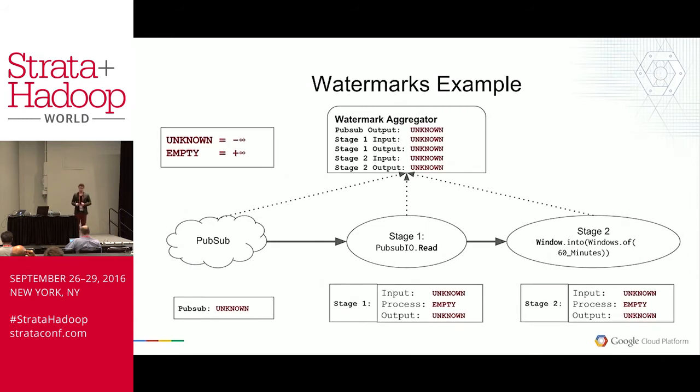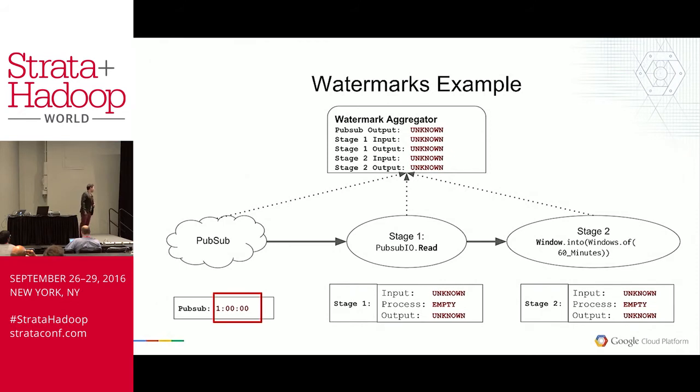We initialize the system with 2 special values. We call them unknown and empty. Unknown means we don't know anything about the watermark, so we can't advance it past negative infinity. Empty means we know that there is nothing being done here, so this value should not delay the watermark, which we set to positive infinity. And of course, we initialize the system to unknown. We don't know anything about PubSub yet. This propagates all the way down the pipeline, so all the input and output watermarks are also unknown. We notice, though, that the in-process watermarks of stage 1 and 2 are empty because the stages are quiescent. Nothing is being processed.